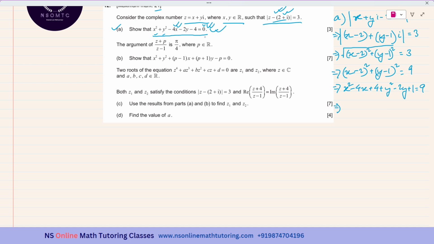And since I want the right hand side of the equal to sign to be 0, I am subtracting 9 from both the sides. So, it is x squared plus y squared minus 4x minus 2y, and 4 plus 1 is 5 minus 9 is minus 4, and 9 minus 9 is 0, so this is 0. Okay, so we have got this equation. Shown.